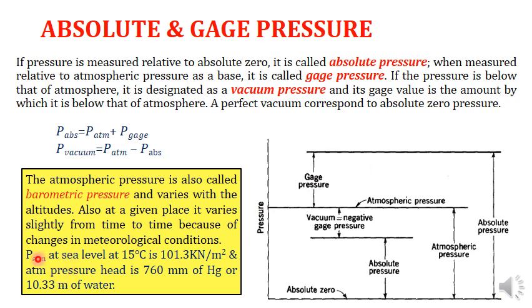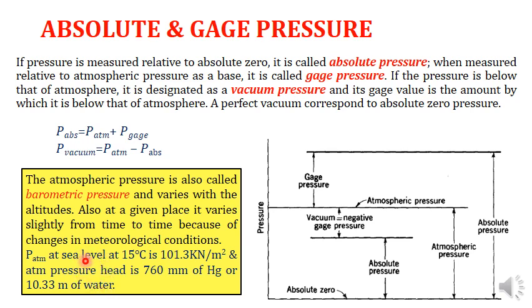So P atmospheric, here you can see certain examples: P atmospheric at sea level at 15 degrees centigrade is 101.3 kilonewton per meter square. As we move up above sea level, and if we change the temperature, then this P atmospheric will also change, and the atmospheric pressure head is different. I told you, pressure head is a different terminology and pressure is a different terminology. So pressure head is 760 millimeter of mercury or 10.33 meter of water.